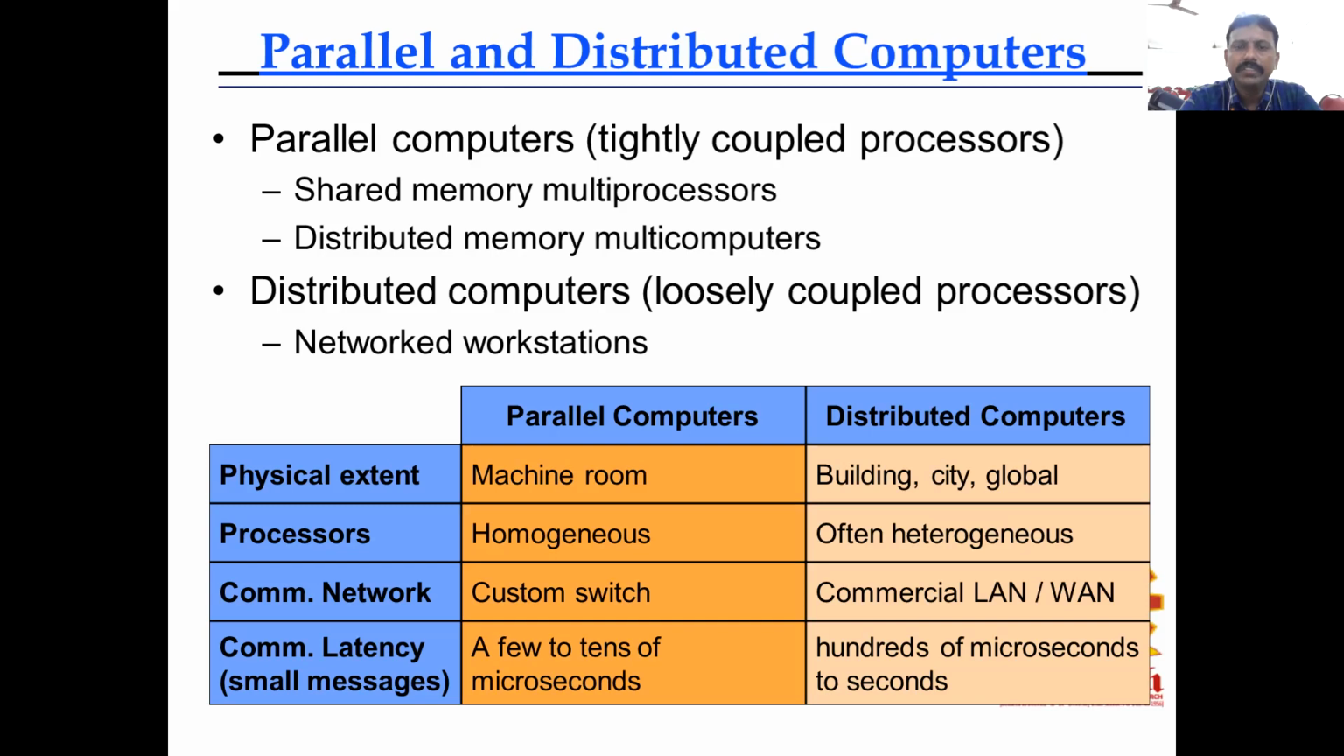And a distributed computer is a loosely coupled processor, with networked workstations. A parallel computer and a distributed computer differ physically: machine room, building, city, and global scale. A distributed system has heterogeneous processors, while the parallel one is homogeneous. For the communication network, custom switches are used in parallel, while commercial LAN and WAN are used in distributed systems. The common latency is a few tens of microseconds in parallel, versus hundreds of microseconds in distributed systems, because a network connects each system.